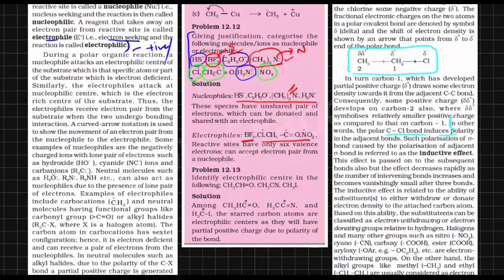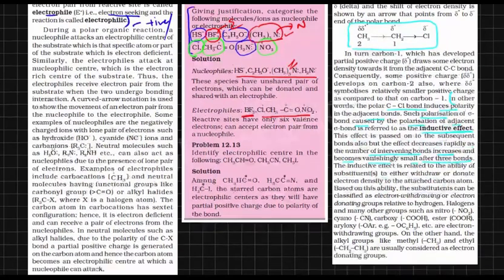The polar C-Cl bond induces polarity in adjacent bonds. Such polarization of sigma bond caused by polarization of adjacent sigma bonds is referred to as inductive effect. This effect is passed on subsequent bonds also, but the effect decreases rapidly as the number of intervening bonds increases and becomes vanishingly small after 3 bonds.